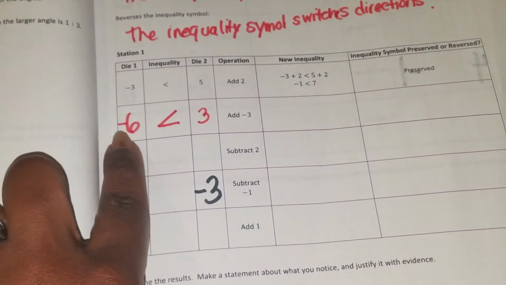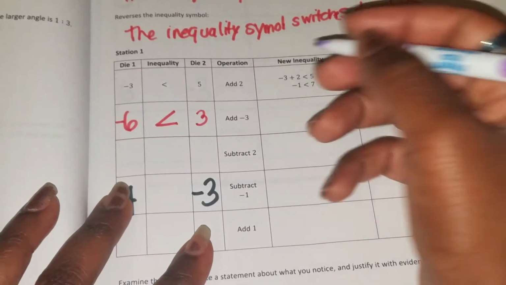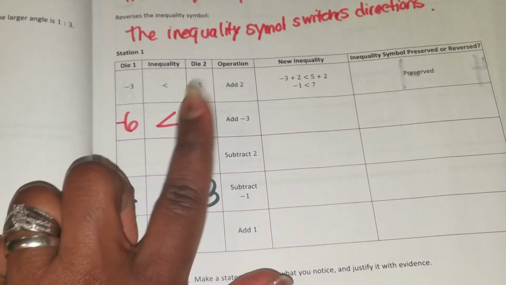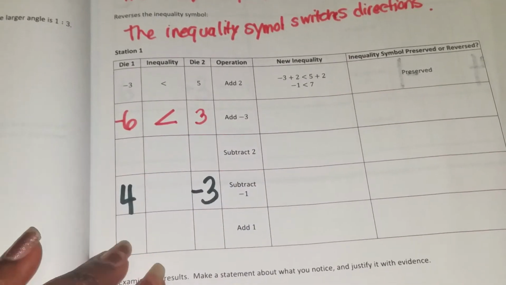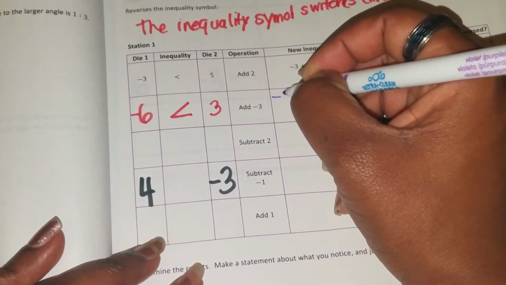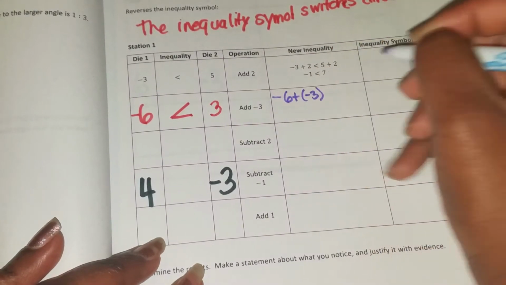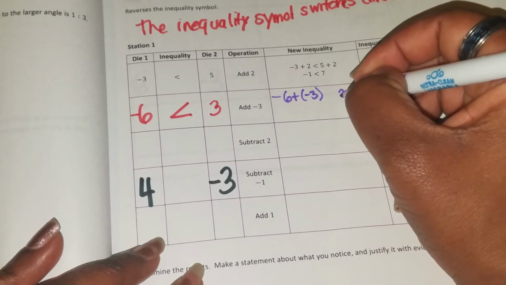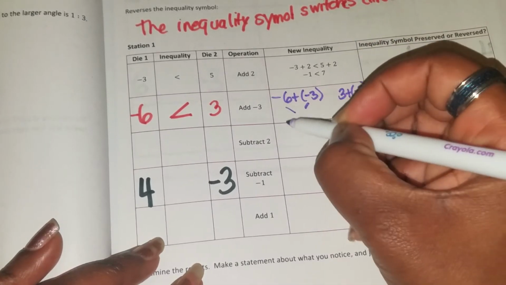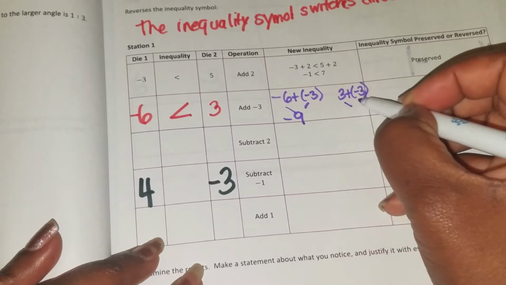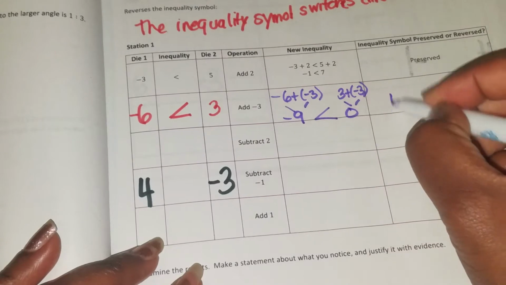Say, for instance, I wrote negative 6 and 3. Which one is bigger? Of course, any positive is bigger than any negative, so 3 is larger. So let's add negative 3. I've got negative 6 plus negative 3, and 3 plus negative 3. This would give me negative 9, and this would give me 0. Which one is bigger? 0, so it was preserved.